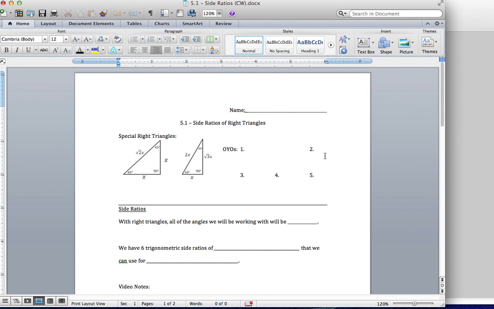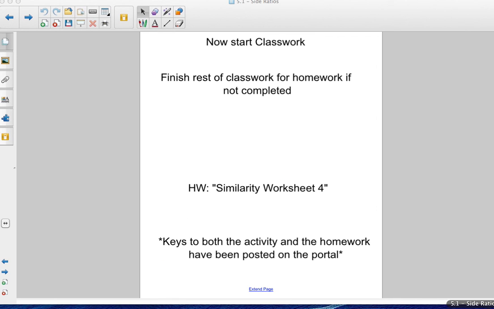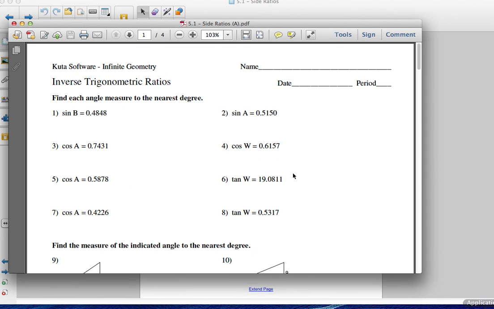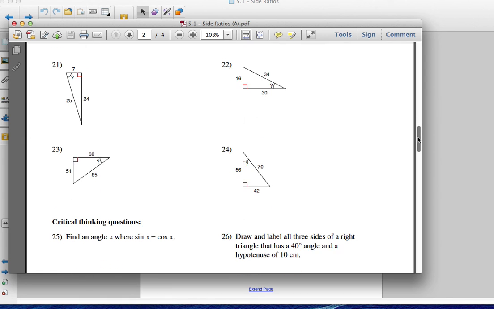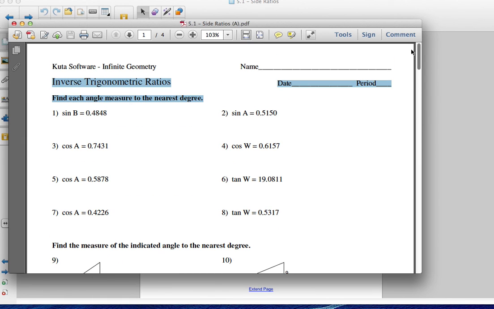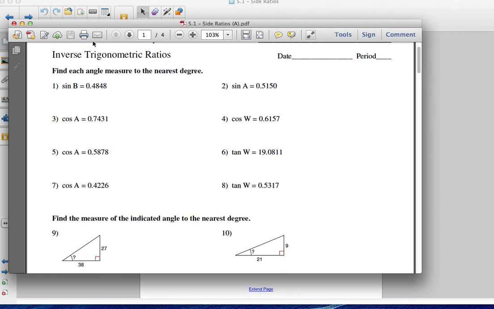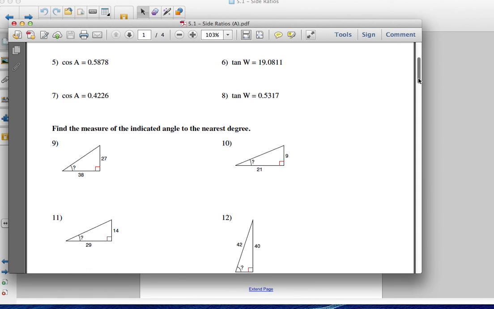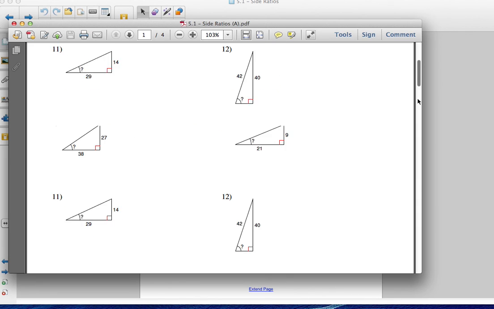And this is what you're going to be doing. This was your classwork, actually. Hold on. You do have a little activity here. It's inverse trigonometric ratios. It's not too long. It does have 2 pages, and what you will see are different activities. So find the angle measure. You just type in what you want to do here. You have sine of A equals 0.5150. That's almost like your ratio, after you simplify it or get a decimal for it. So you need to do inverse operations here. Find the measure, same thing. You're going to have to do some inverse operations.